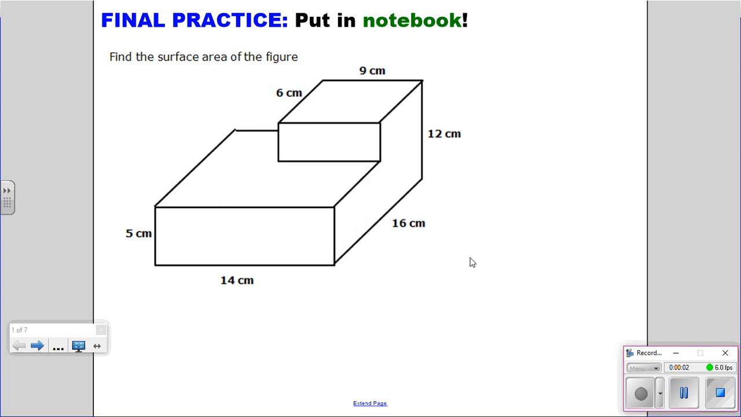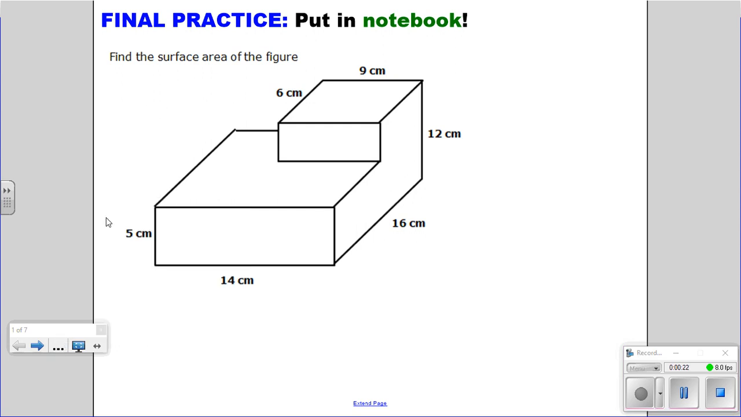Alright, this video is to introduce or review some concepts that we need for our final exam. It's not going to be the entire review packet, but it's just going to cover a few topics. So the first topic is finding the surface area of a composite.